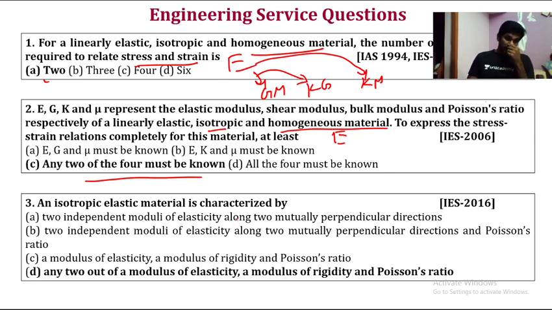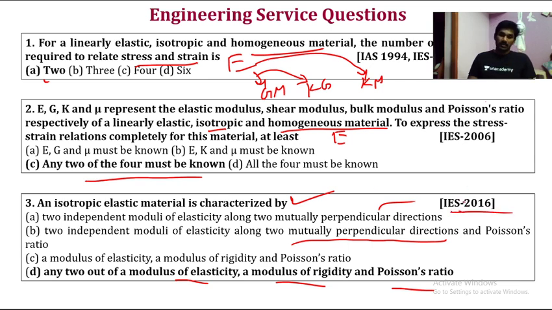Coming to the third one. Third question, an isotropic elastic material is characterized by: two independent moduli of elasticity along two mutually perpendicular directions, or two independent moduli of elasticity along two mutually perpendicular directions and Poisson's ratio, or modulus of elasticity, modulus of rigidity and Poisson's ratio, or any two out of modulus of elasticity, modulus of rigidity and Poisson's ratio. Again the same question asked in a different manner. This was asked in the 2016 engineering services exam. So any two of modulus of elasticity, rigidity or Poisson's ratio is the correct answer here.